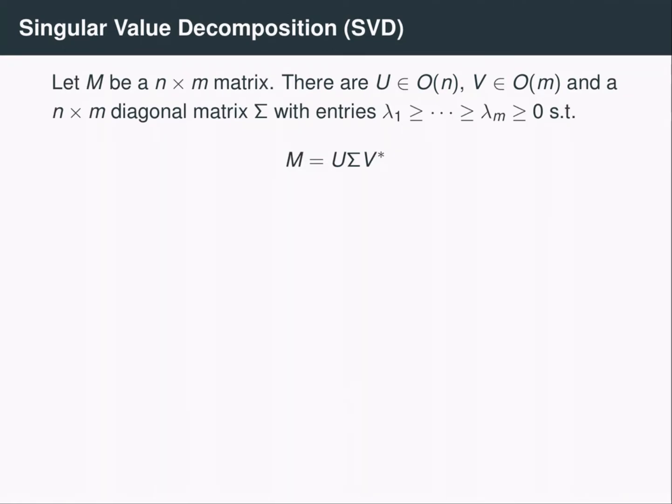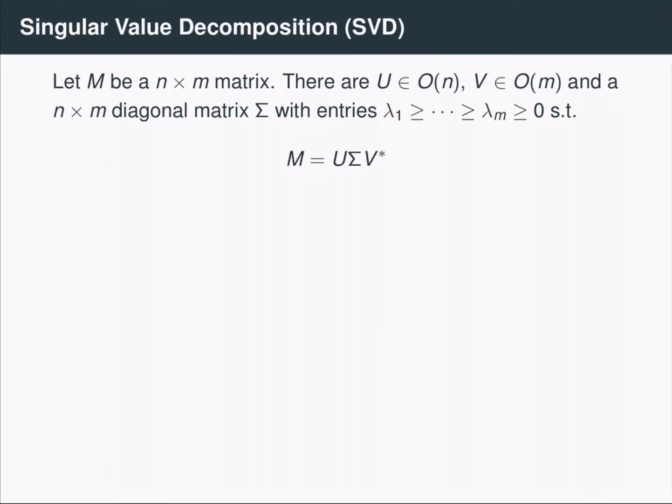Then singular value decomposition says that there is an n-dimensional orthogonal matrix U, an m-dimensional orthogonal matrix V, and an n by m diagonal matrix sigma, whose diagonal entries are lambda 1, lambda 2, down to lambda m, all non-negative and in decreasing order, so that M can be written as the product U sigma V transpose.